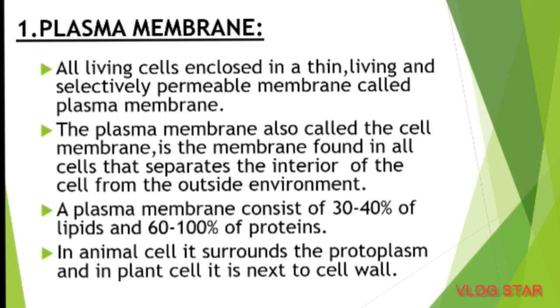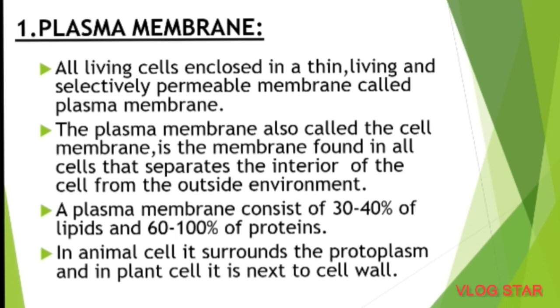A plasma membrane consists of 30 to 40% of lipids and 60 to 100% of proteins. In animal cell, it surrounds the protoplasm, whereas in plant cell, it is next to the cell wall. Plasma membrane transports the molecules. Promotion of osmosis and diffusion. Osmosis is nothing but the movement of water by diffusion. And plasma membrane is basically made up of lipid and protein.